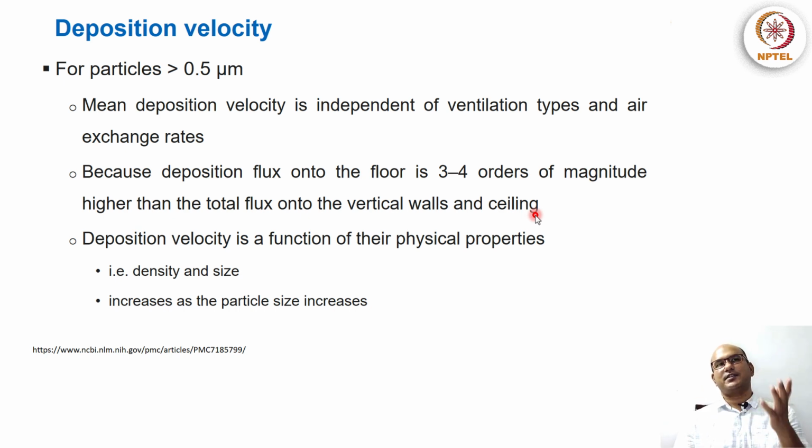Different ventilation types or different air exchange rates will allow more interaction between the flowing air and the side walls. But for particles greater than 0.5 micrometer, this is not important, because the rate at which they fall down is much higher, 3 to 4 orders of magnitude, so 1000 to 10,000 times higher. So generally mean deposition velocity is independent of ventilation types and air exchange rates. It is generally a function of physical properties such as density and size, and it increases as the particle size increases.